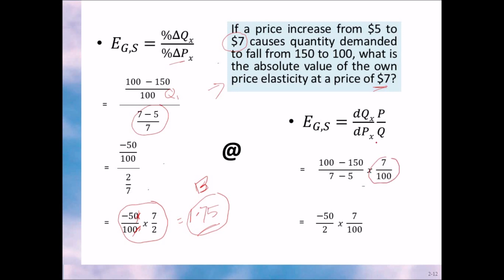Why 7 over 100? Because the question wants you to calculate at the new price. So the new price is 7, and at the new price 7, the quantity is 100. So make sure you take the right match. This is the new quantity, this is the new price. So it should be new price and new quantity as well. So 7 over 100. What you get is actually the same. If we solve this, you should get the same answer, right?